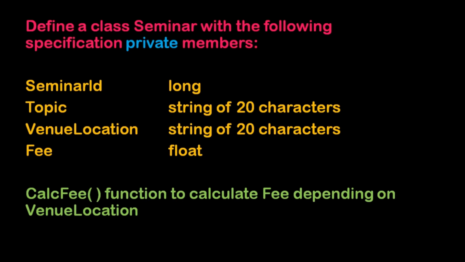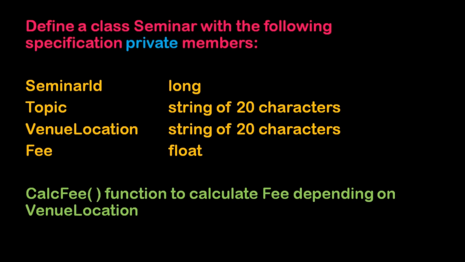Define a class seminar with the following private members. The name of the class is seminar here. See the question properly. S is given in caps. Then seminar ID is of long data type. The private members are mentioned here. Topic and venue are string of 20 characters, and fee is of floating point type. So we have 4 variables here. All those comes in private section.